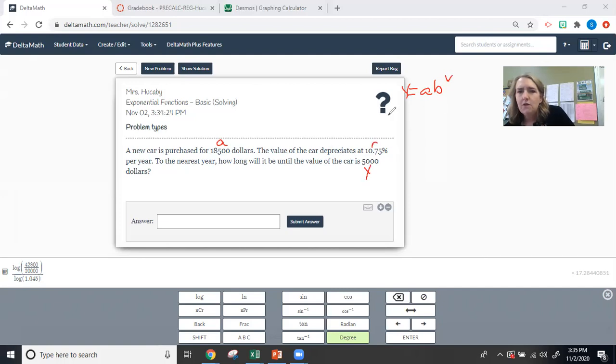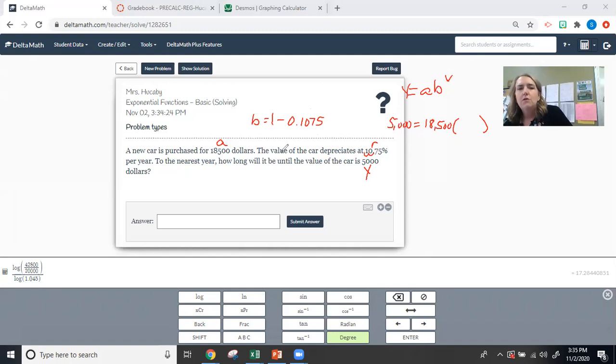So here, let's go ahead and start this. 5,000 equals 18,500 times b to the x. My b is going to equal 1 minus the decay. 10.75 is going to be 0.1075, because I'm going to move my decimal over 2 to get the decimal form of that rate.